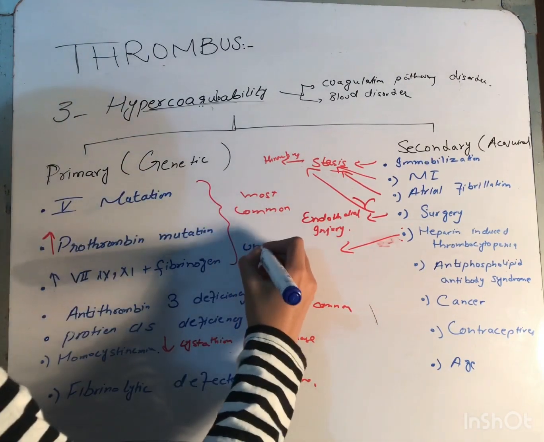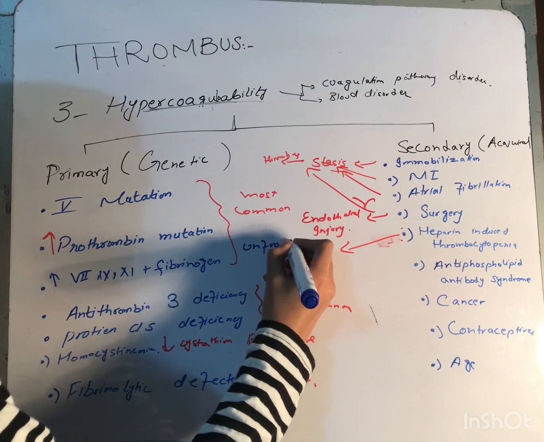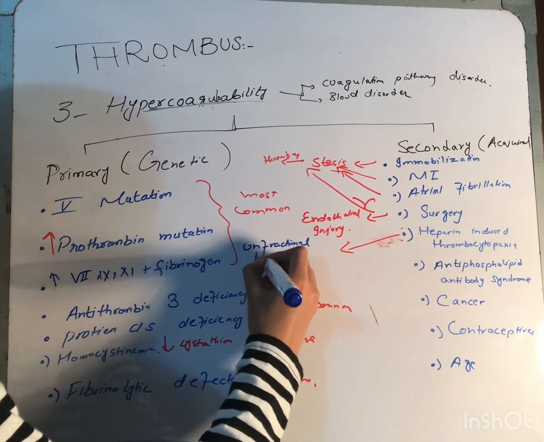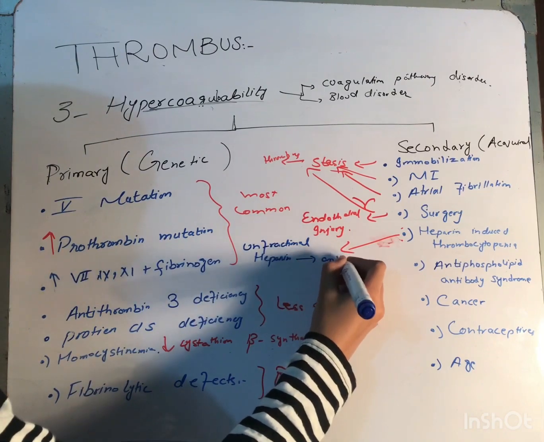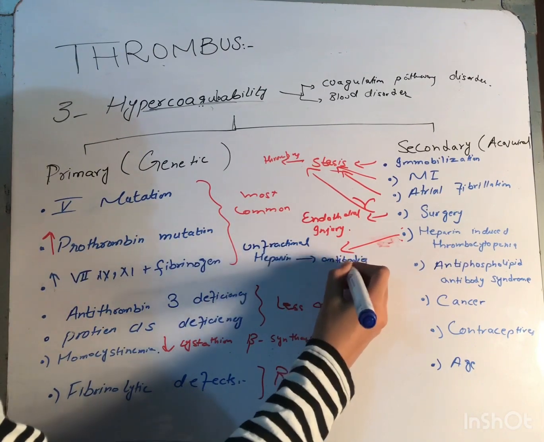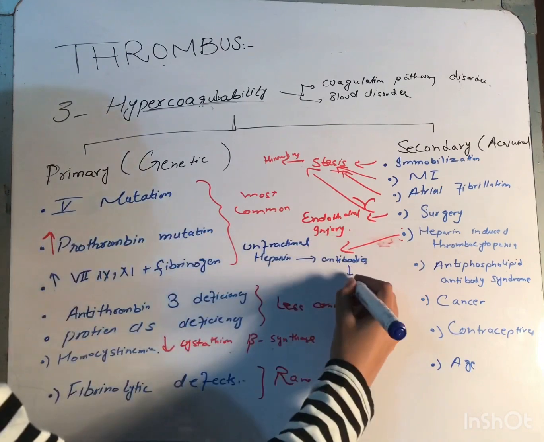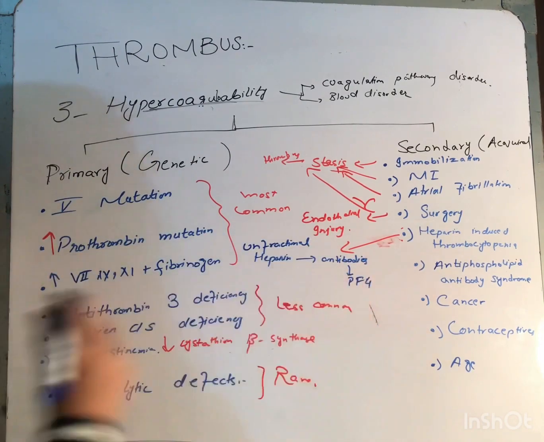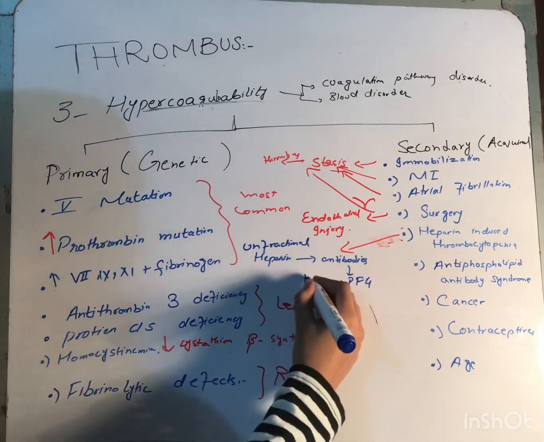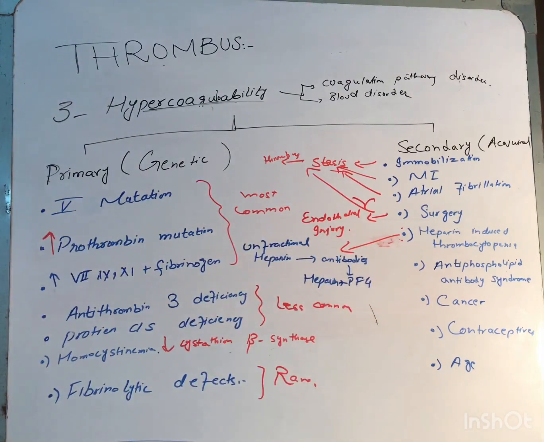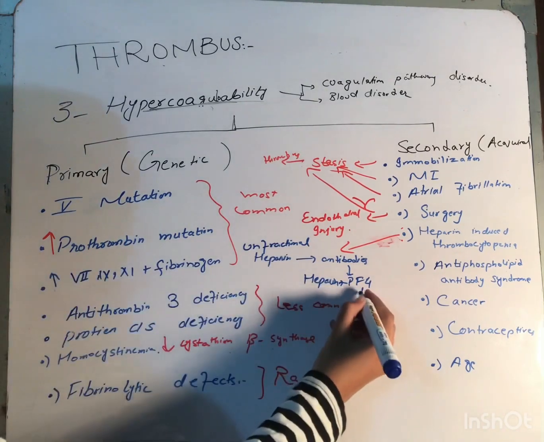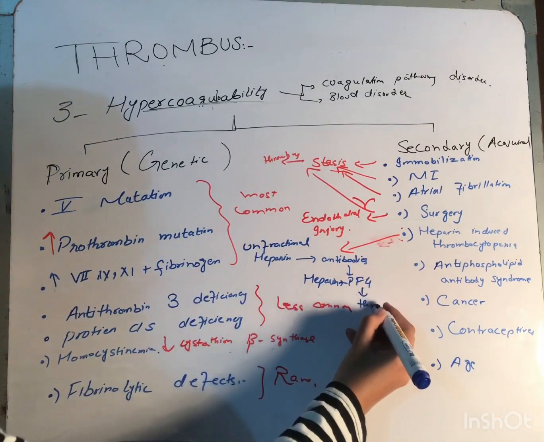Unfractionated heparin will induce some antibodies, and those antibodies will bind with platelet factor 4 as well as heparin. When they bind with platelet factor 4, they will lead to the activation of platelets, and activation of platelets will lead to thrombus formation.